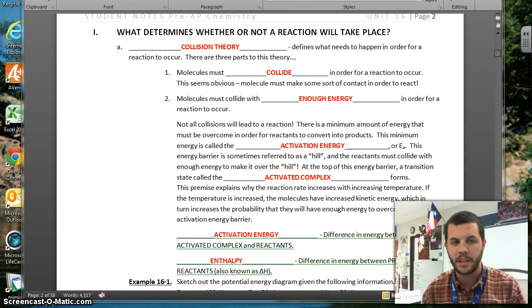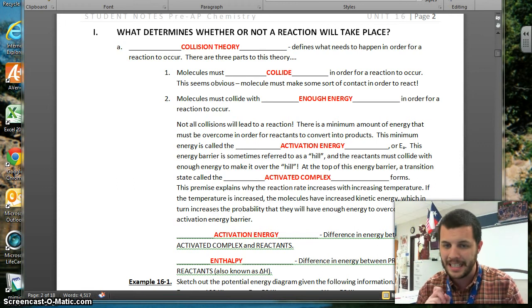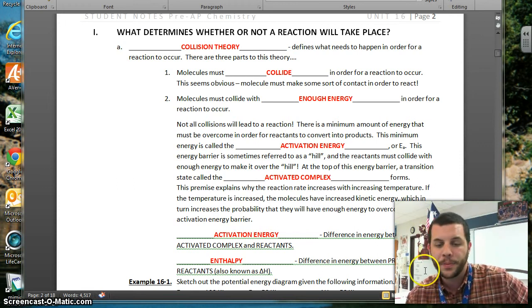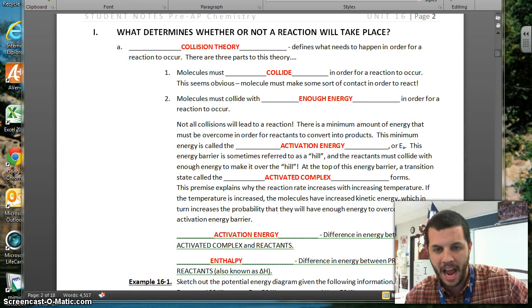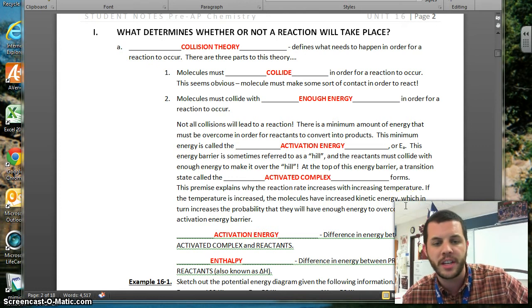You think, oh, I got a couple of reactants, I'm going to stick them together and they're automatically going to react. That, my friends, is not the case. So let's take a look and see what needs to happen in order for a reaction to take place. The first thing we're going to look at is something called collision theory.